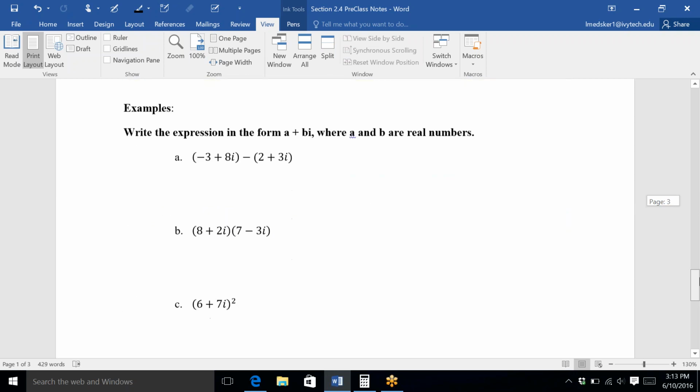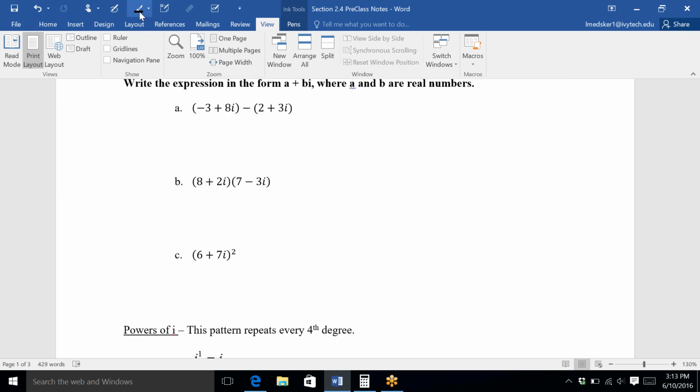The way I think of adding and subtracting is just adding and subtracting like terms, because that's essentially all it is. So I would distribute this negative because that's a subtraction sign. So that's -2 and -3i. Combine like terms, so -3 and -2 is -5. 8 minus 3 is +5i. And this is written in a plus bi format. So that is the end of that one.